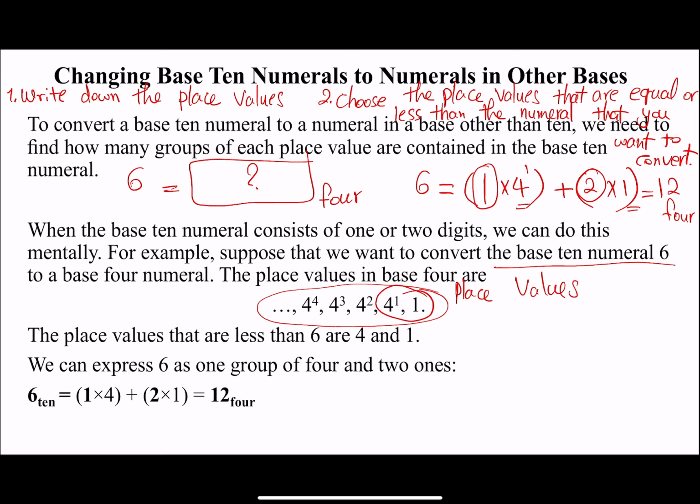So I wrote down the place values. I found the place values that are equal or less than the numeral that I want to convert, so here are 1 and 4. And then I express 6 as one group of 4 and 2 groups of 1. So one group of 4 and 2 groups of 1 build up 6. So it's 1, 2 in base 4. So 6 in base 10 is 1, 2 in base 4.